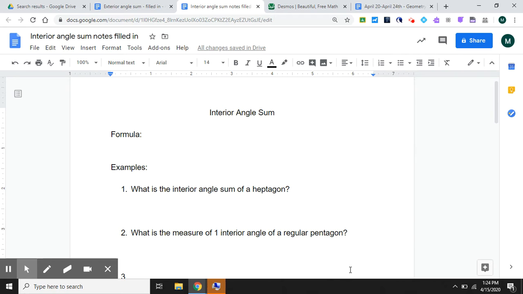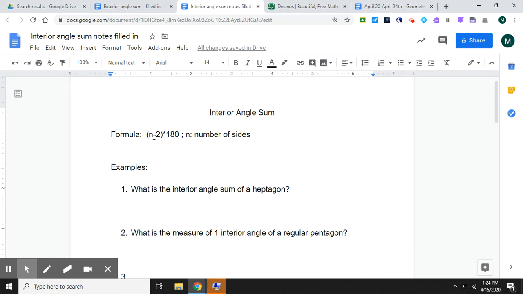So when we're looking for the interior angle sum of any polygon, the formula that we're going to use is n minus 2 times 180. So n is the number of sides of any polygon.